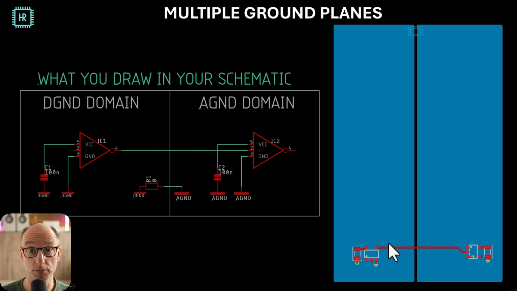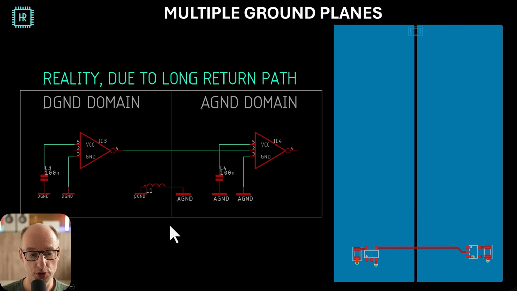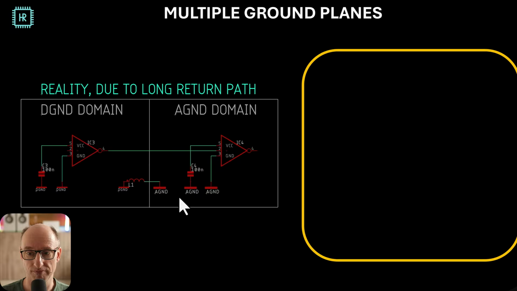Now the obvious problem is the ground return current. Let's assume a signal leaves from here and goes to the right. The return current will have to go all the way up here, go through the 0 ohm resistor and go all the way back. So what you get in reality is this inductance between the digital and the analog ground. And that is going to cause a few problems.